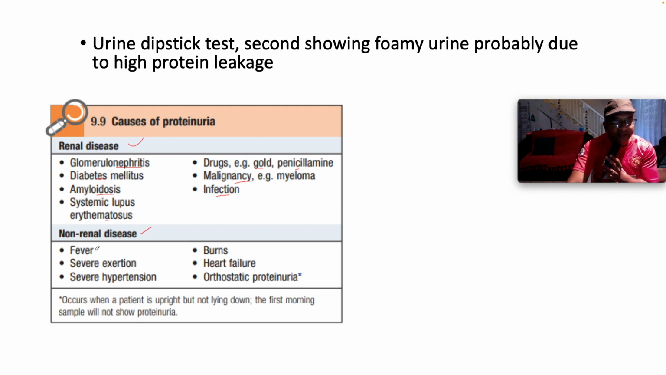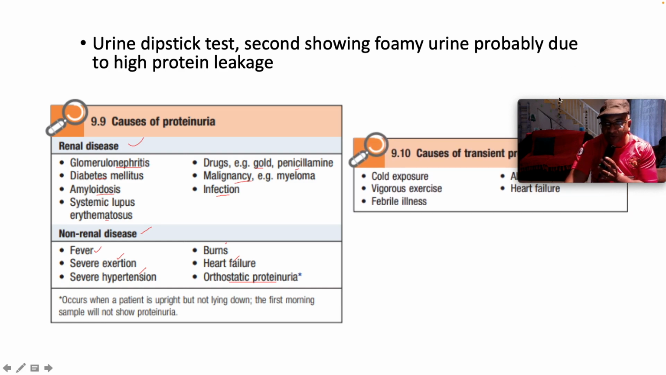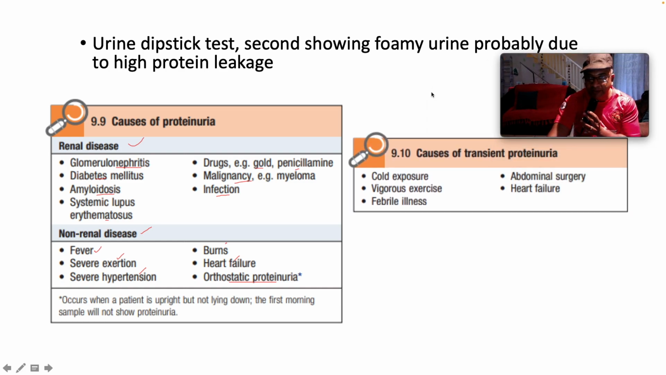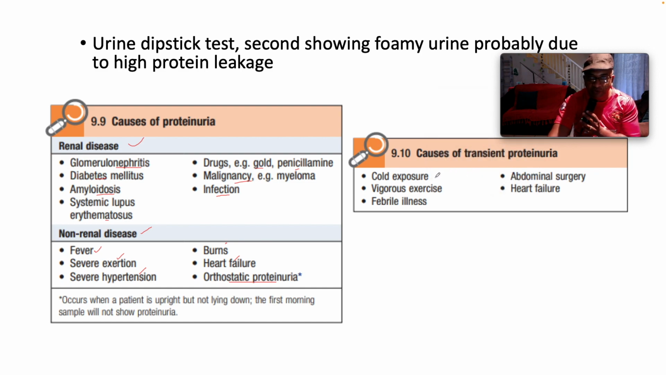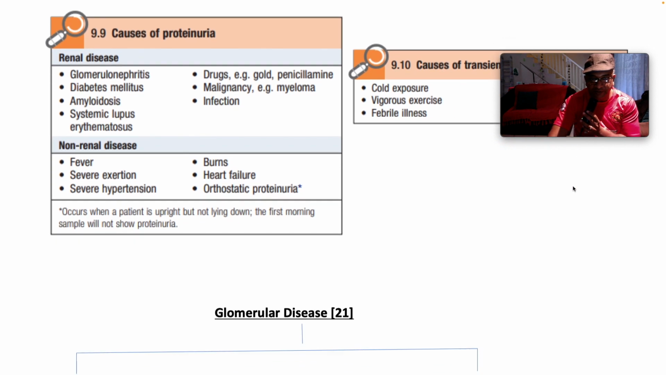Non-renal disease, things like fever, severe exertion, severe hypertension, burns, heart failure, and orthostatic proteinuria, which means that proteinuria occurs when the patient's upright but not lying down, and the first morning sample will demonstrate that, right? And causes of transient proteinuria, right, which is not there all the time, is cold exposure, vigorous exercise, febrile illness, abdominal surgery, and heart failure.